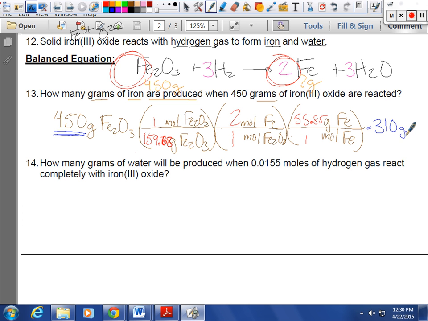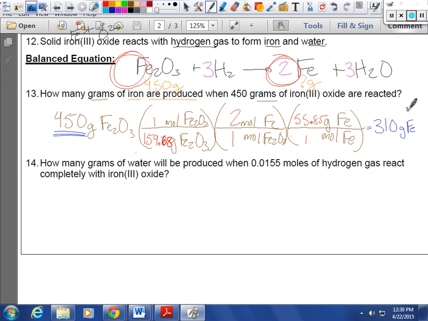310 grams of Fe. So, if I take 450 grams of rust and I mix it with an unlimited amount of hydrogen gas, I'm going to get 310 grams of iron.